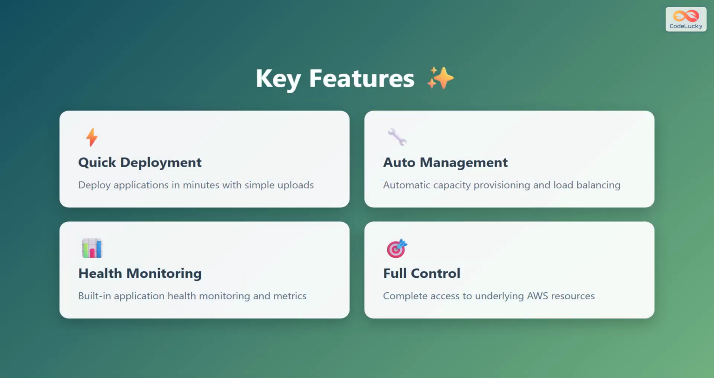Elastic Beanstalk comes with several powerful features that make application deployment effortless. First, it offers quick deployment, allowing you to get your applications up and running in just minutes with simple code uploads. Second, it provides automatic management, handling capacity provisioning and load balancing without any manual intervention. Third, it includes built-in health monitoring, giving you real-time insights into your application's performance and metrics through AWS CloudWatch. And finally, despite all this automation, you still maintain full control over the underlying AWS resources, meaning you can customize and fine-tune your environment whenever needed.